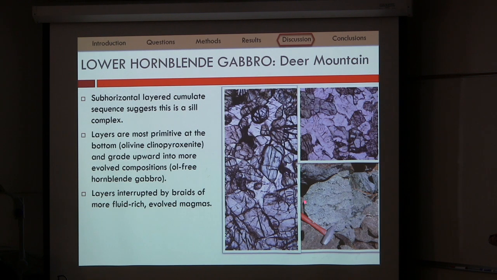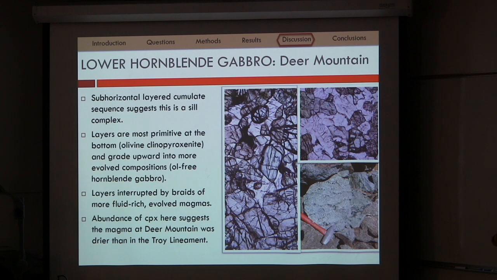So you can kind of see that here. Here's an olivine pyroxene cumulate, and these little kind of squirts of coarse-grained stuff in here, they're almost entirely plagioclase hornblende, and these are the more derivative melt that have kind of interrupted those layers. And there's a lot more clinopyroxene here. That could mean that we're seeing a more primitive side of the sill, or it could mean that we may have a drier magma in this region.